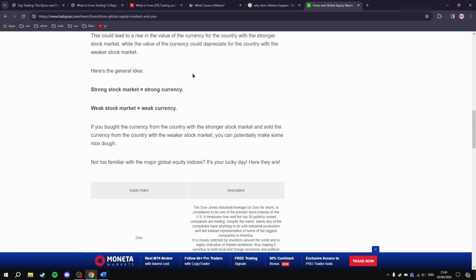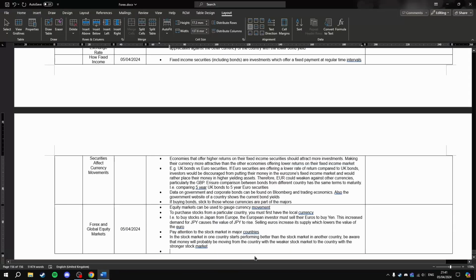This could lead to a rise in the value of the currency for the country with the stronger stock market, while the value of the currency would depreciate for the country with the weaker stock market.